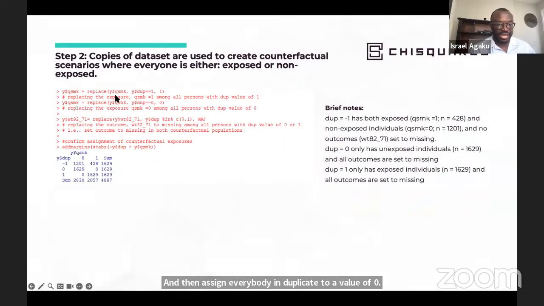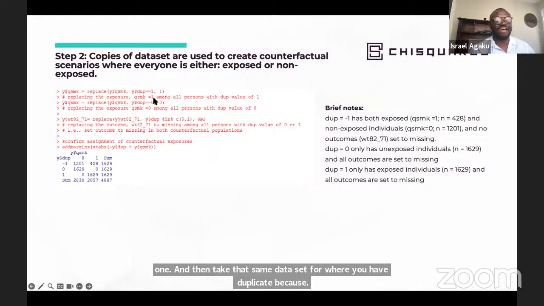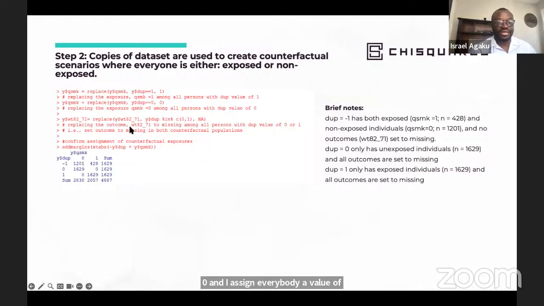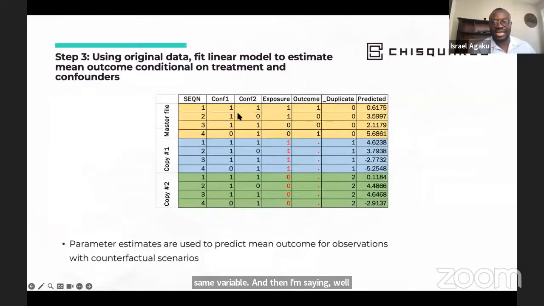So I'm saying take duplicate 1, and for the variable quit smoke, assign everybody a value of 1, and then take that same data set where you have duplicate equals 0, and assign everybody a value of 0, right, for that same variable. And then for the outcomes, assign both duplicate 1 and duplicate 2 values of missing values. That's what I'm doing here next.